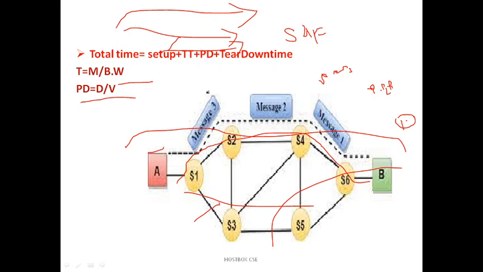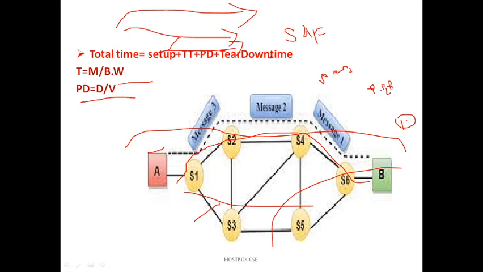So here, transmission time is how long it takes to transfer a message from A to B. Suppose I'm sending message 1, how long does it take? Message 2, how long? Message 3, how long? That is the transmission time. Then propagation delay, you know automatically. Then teardown time. Teardown means when it is terminated. Once the termination happens, it stops the process. So the total time you can calculate with the formula: setup time plus transmission time plus propagation delay plus teardown time, or terminate time.